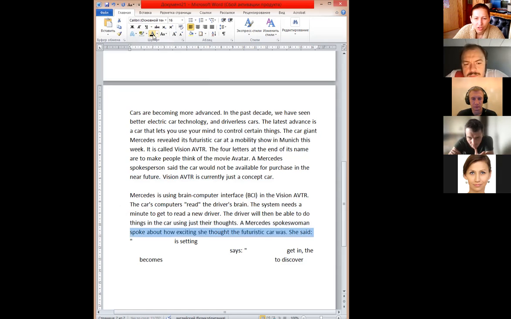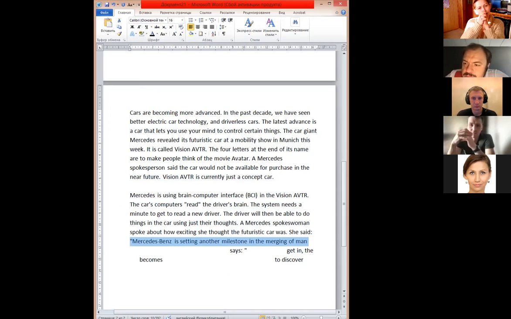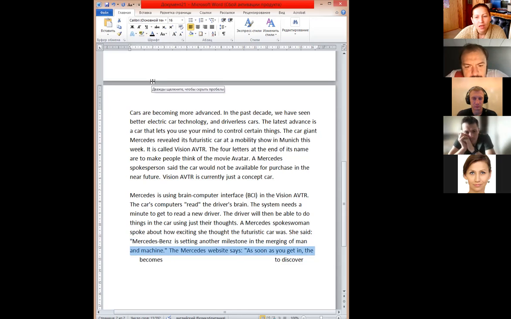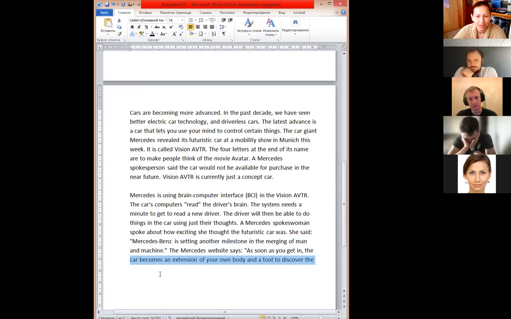A Mercedes spokesperson spoke about how exciting she thought the futuristic car was. She said, Mercedes-Benz is setting another milestone in the merging. You know what's merging? Connecting into one, merging of man and machine. The Mercedes website says, as soon as you get in the car, the car becomes an extension of your own body. You know what's an extension? Something that becomes longer. This is my arm and the extension of my arm is my hand. It becomes an extension of your own body and a tool to discover the environment.